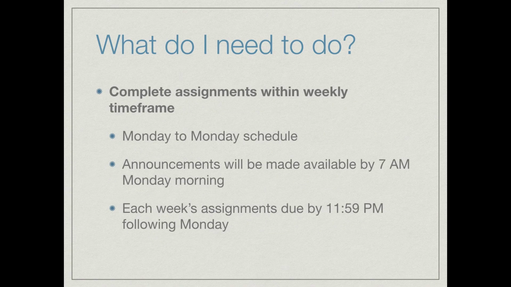Alright, so our class runs on a Monday to Monday schedule. So that means our class opens up today and is made available until next Monday. Each week is available on a Monday to Monday. So Unit 1 opens up today and then it will close next Monday. So there is going to be some overlap in our course. For example, you'll be finishing up one week at the same time the next week is made available to you. But as long as you stay on top of those due dates, you should be fine.